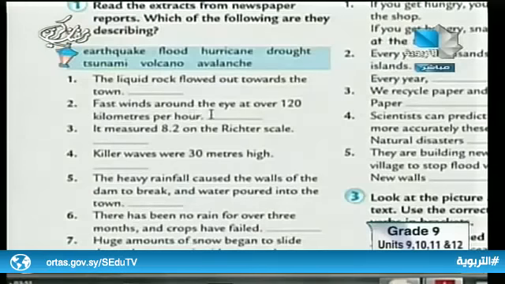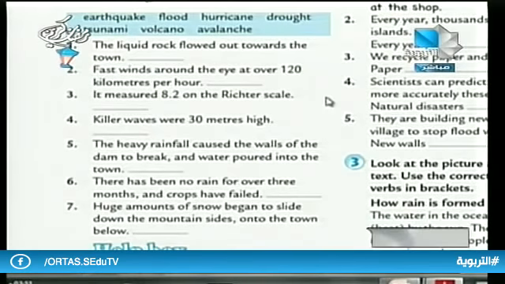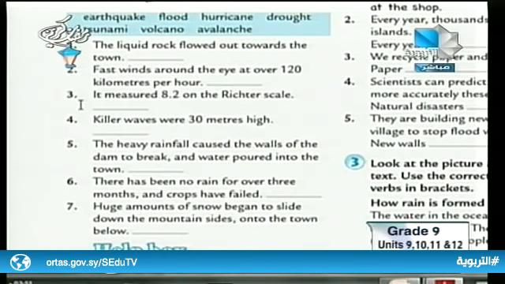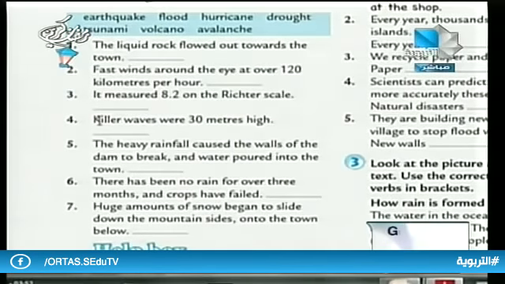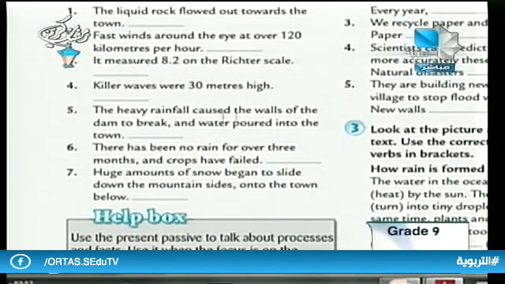Number 2. Fast winds around the eye at over 120 kilometers per hour. We are talking about a hurricane. Very good, thank you. Number 3. It measured 8.2 on the Richter scale. It is the earthquake. Very good. Fourth, killer waves were 30 meters high. I think it's tsunami. Number 5. The heavy rain caused the walls of the dam to break and water poured into the town. I think it's a flood.